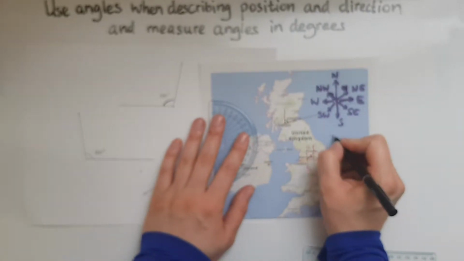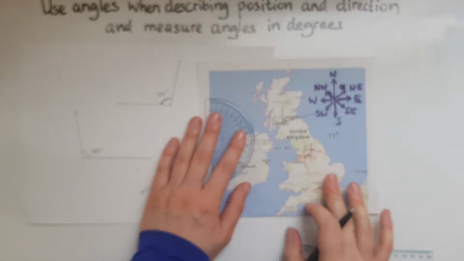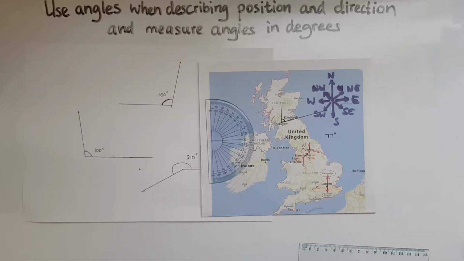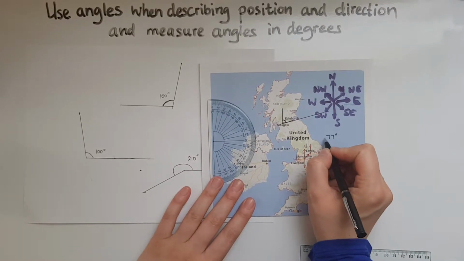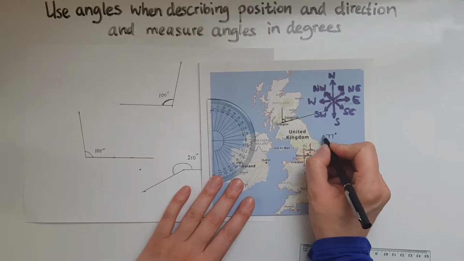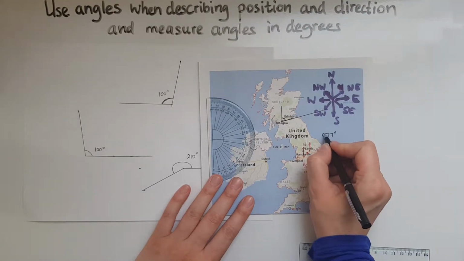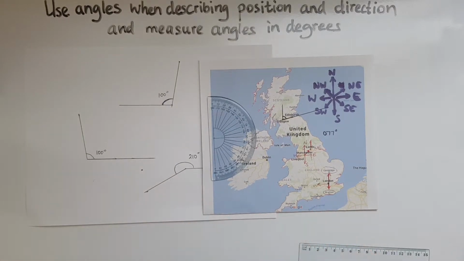So 77 degrees. But bearings, we write them with 3 digits. So if there isn't 100, 200 in there, or 300, we'll put 0. So that's how we write the bearing. It's still 77 degrees, we just put a 0 in front.